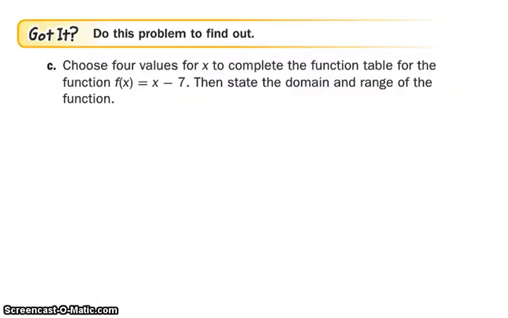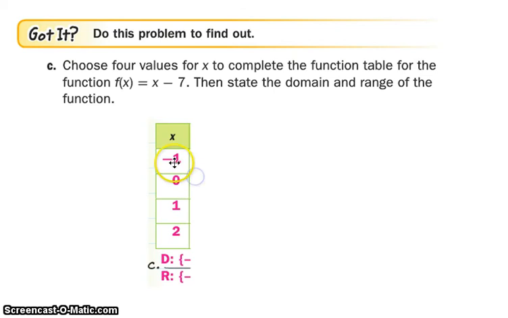All right, so let's look at your got it problem. Choose 4 values for x to complete the function table for the function f of x equals x minus 7. Then state your domain and range. To make things easier so we can all check our work, I'm going to choose your values for you, so that we all have the same ones. So let's choose these: negative 1, 0, 1, and 2.